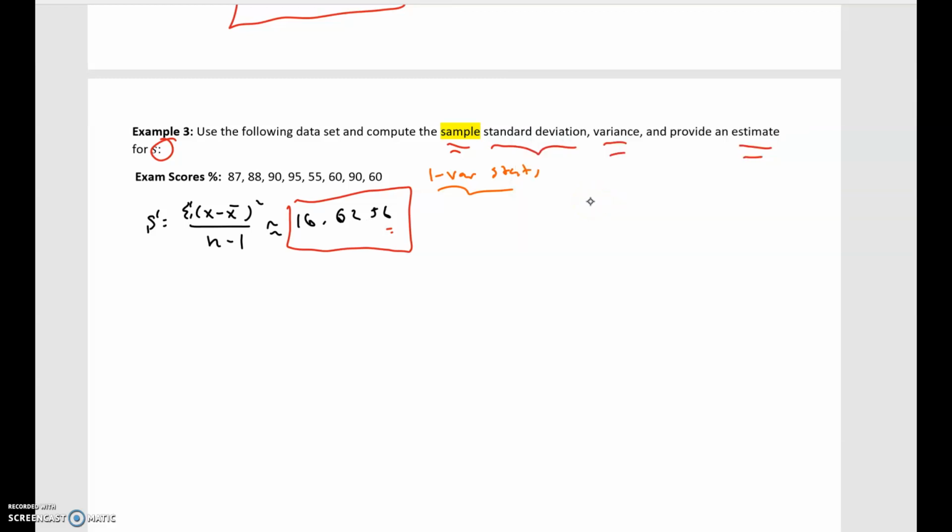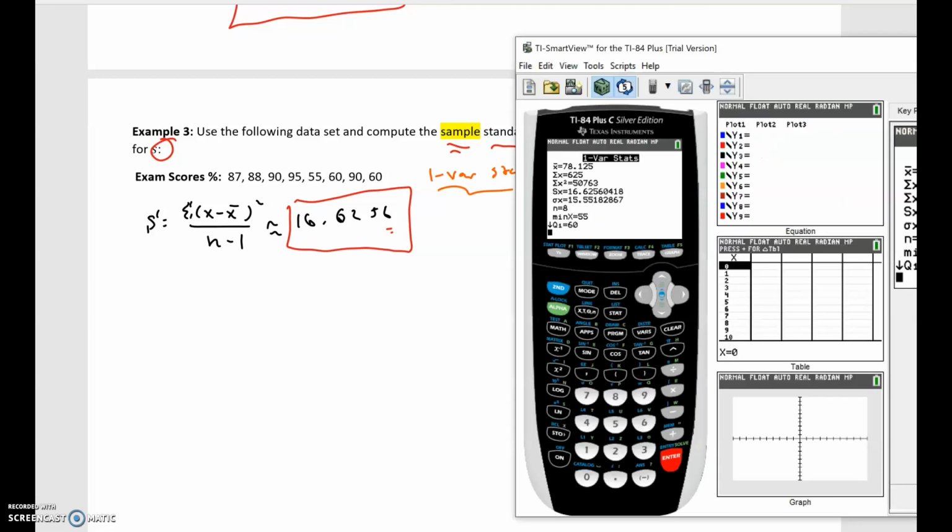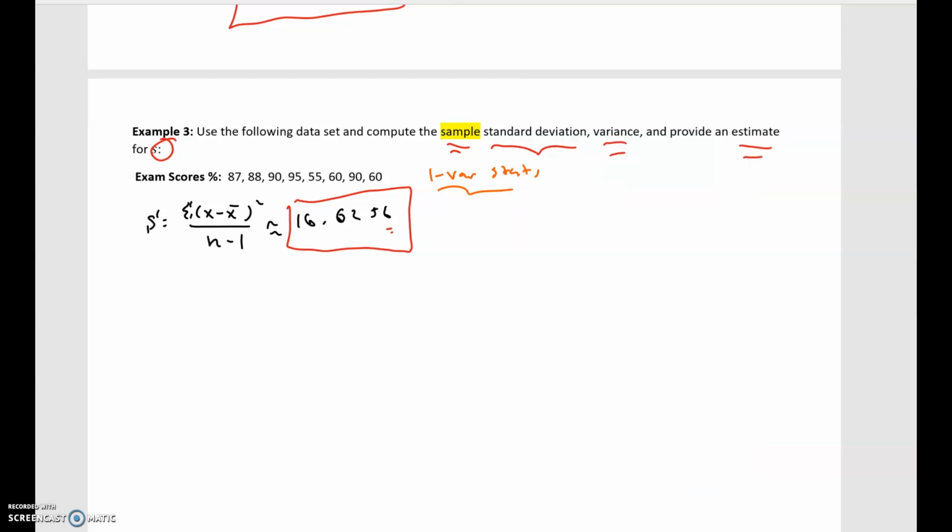Now, the one variable stats will not give you a value for the variance. You're going to have to compute this one manually. So I still need to see the formula. In this case, this is s squared. Whoops, I forgot the square root here. And this is the sum of x minus x bar squared divided by n minus 1.